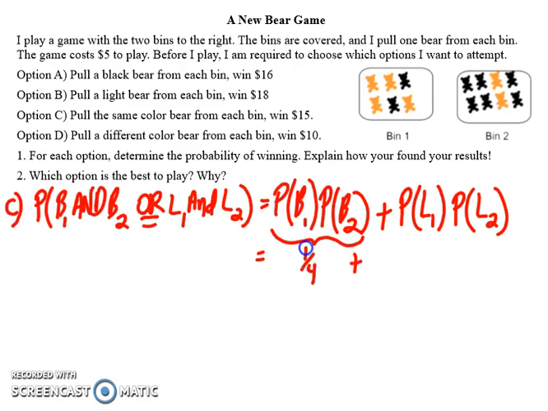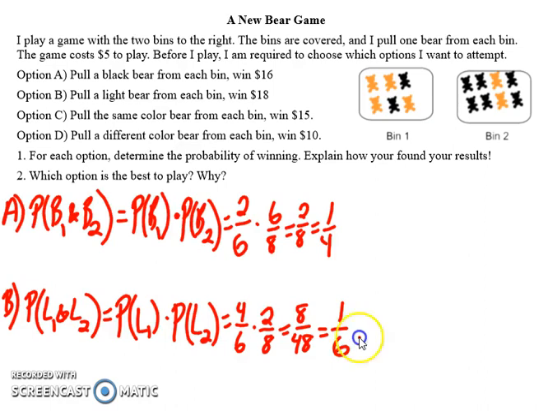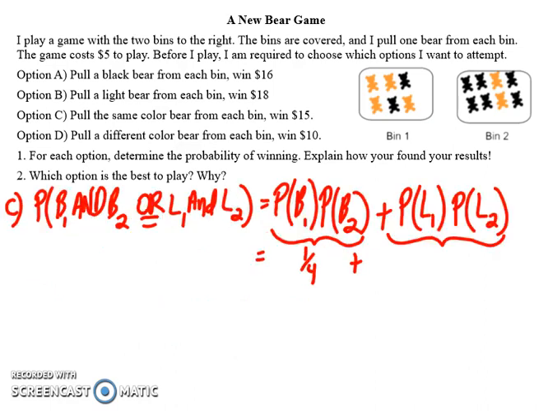And I found that when I multiply these, if I go back a screen, I can see right there, that gives me 1/6. And if I add 1/4 plus 1/6, okay, I need my common denominator of 12s, and I would end up with 5/12.